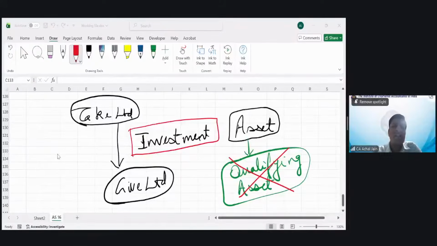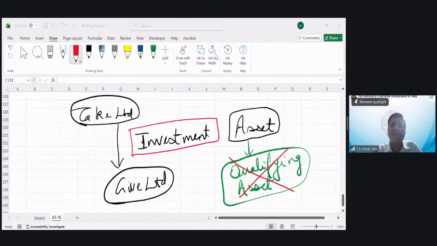Yeah, so that's the general definition. But in the given case, that criteria doesn't apply. Okay, it means we require to check the nature of that investment, and first of all, it is a very simple qualifying asset. So, like I just mentioned this.